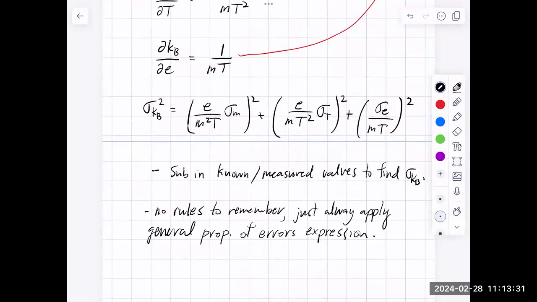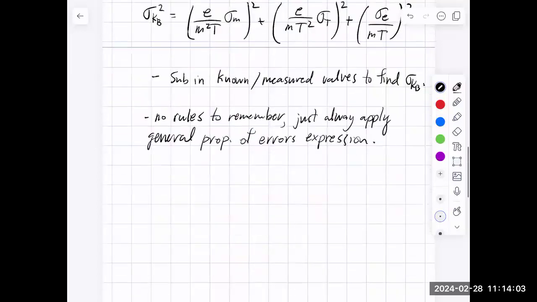The other advantage is that we were only given rules for some functions. What if y was equal to the ln of x? What's the uncertainty in y? First year didn't tell us the rule, so we don't know. But propagation of errors says that's an easy thing to consider: I just take the derivative of y with respect to x. The derivative of ln x is 1 over x, multiplied by the uncertainty in x, and so the uncertainty in y is sigma x over x.